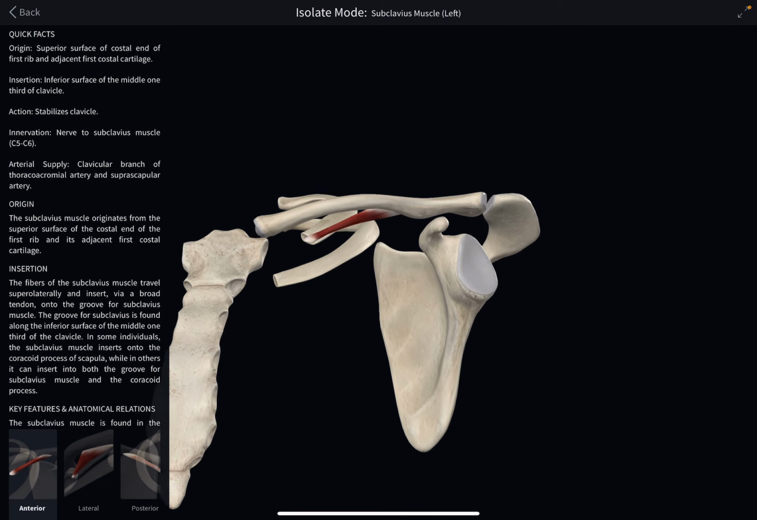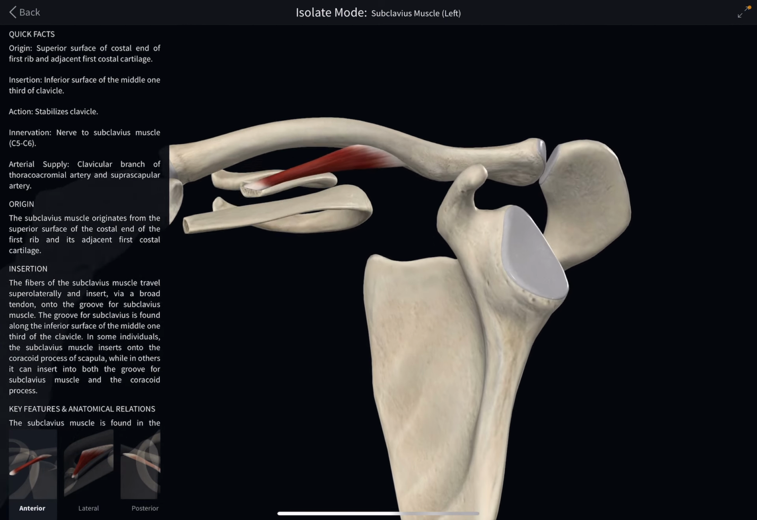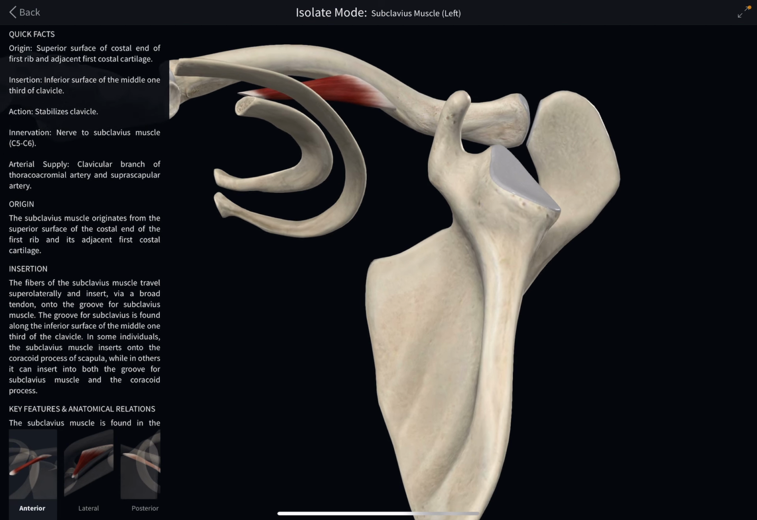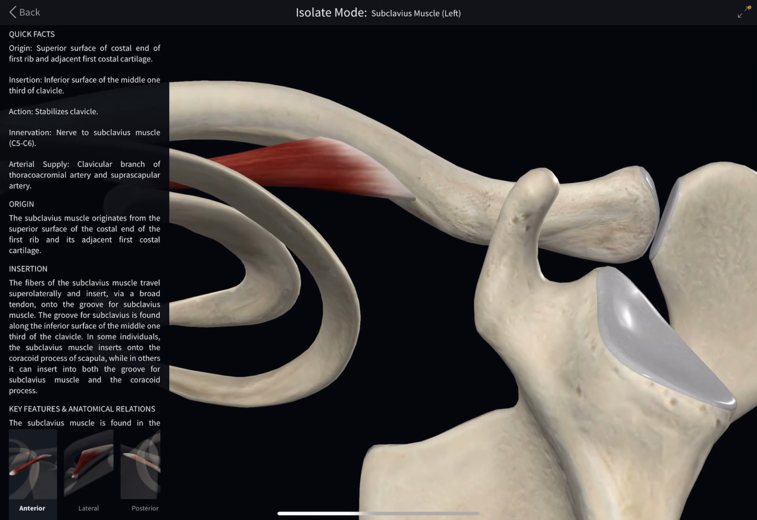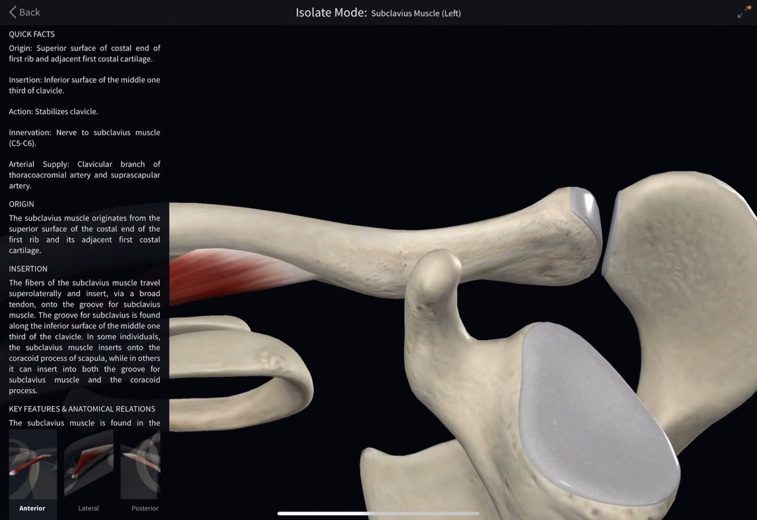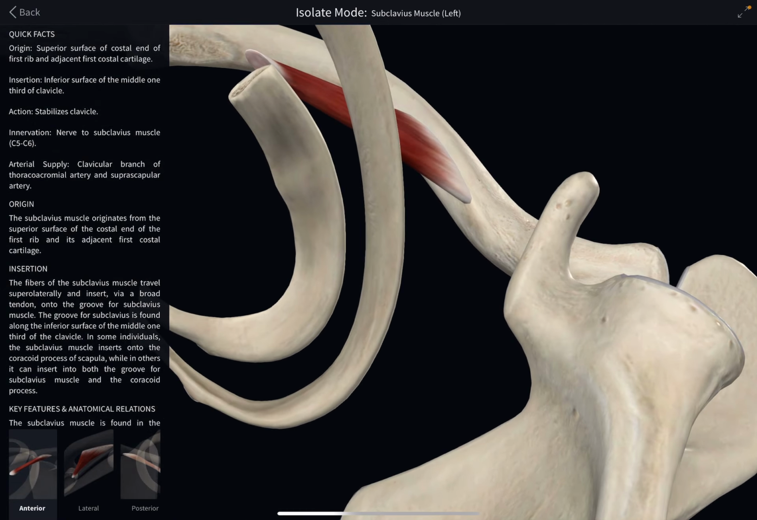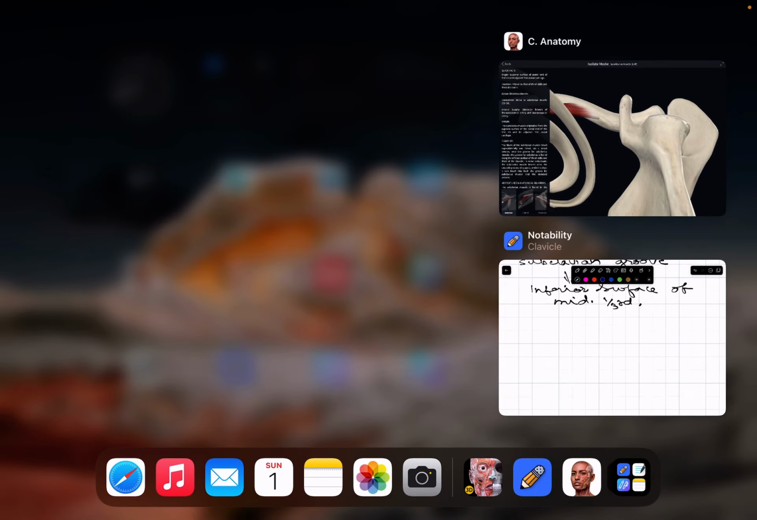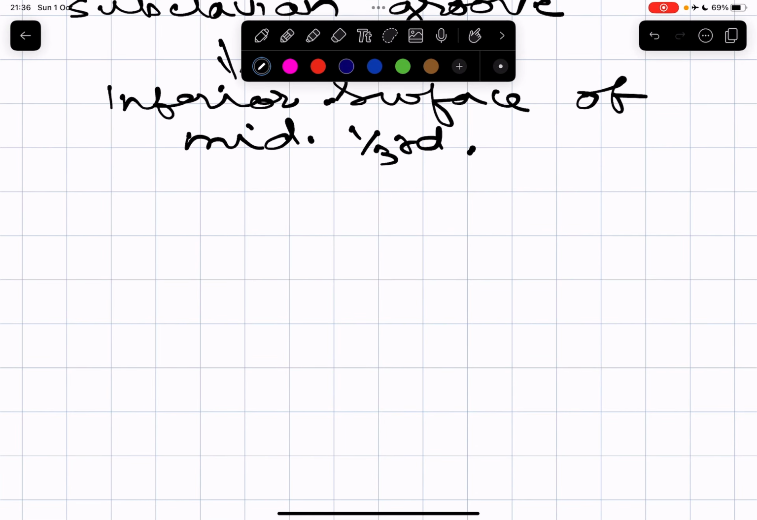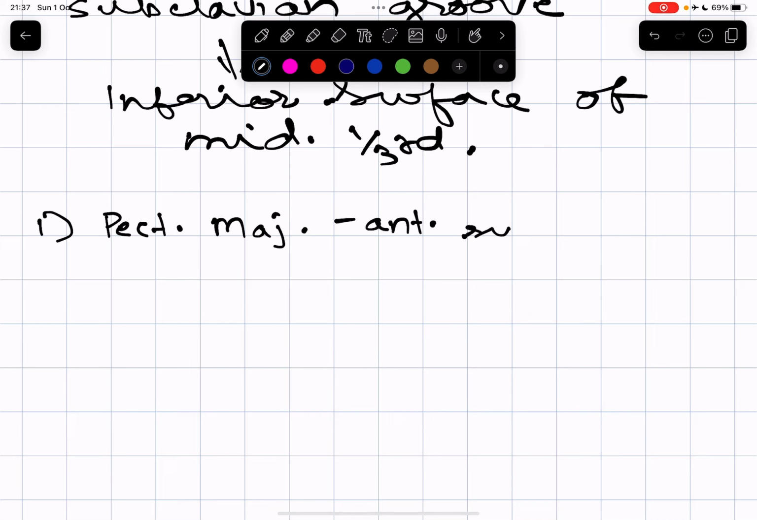The subclavius muscle has its origin from the first costal cartilage and is inserted to the subclavian groove, which is present on the inferior surface of middle one third of shaft of the clavicle. So that's the muscle I was talking about, the subclavius muscle. So these are the muscles that are attached to the clavicle. Right, so now if I ask you to list the muscles attached to clavicle, one is the pectoralis major muscle, which is attached on the anterior surface.